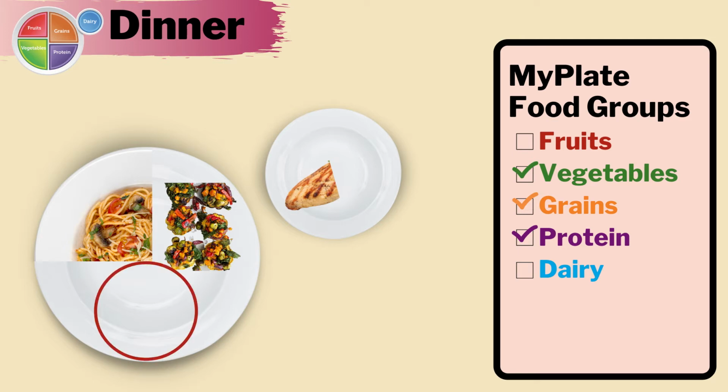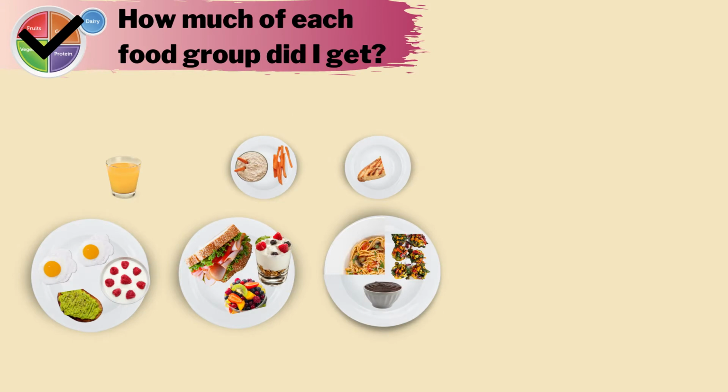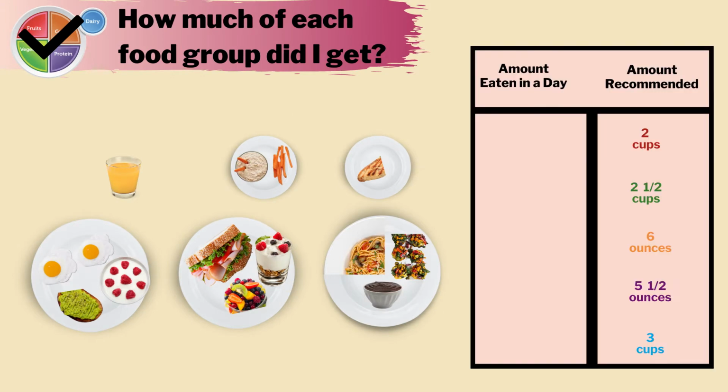Then I added more of the vegetable food group because I was under my daily recommendation. And for dessert, I added a pudding cup. With these two adjustments, I included the vegetable and dairy food groups. Now let's review and see if the changes I made to my meals now meet the MyPlate recommendations.